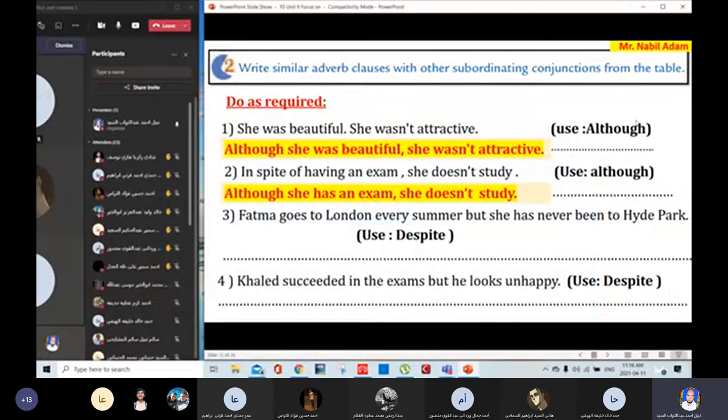Now number three: Fatma goes to London every summer but she has never been to Hyde Park. Here the word but is in the sentence. Use despite instead of but. But comes before the opposite result, while despite comes before the reason. Use despite, Khaled Walid.